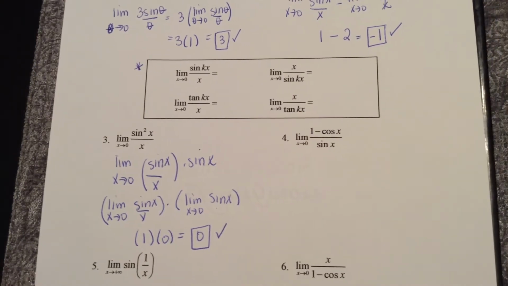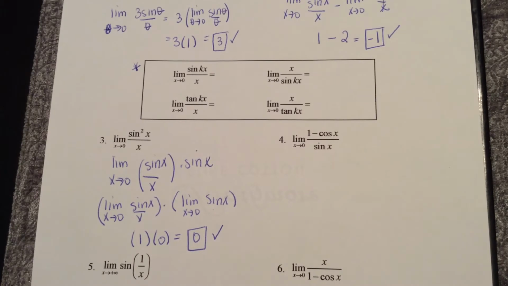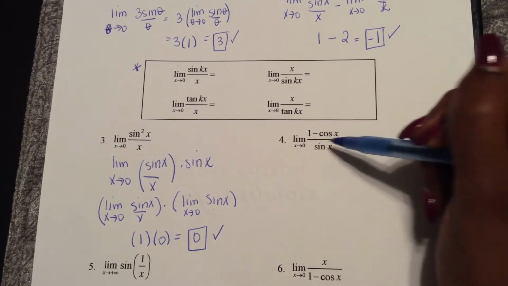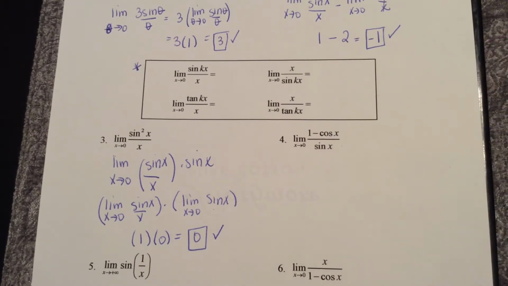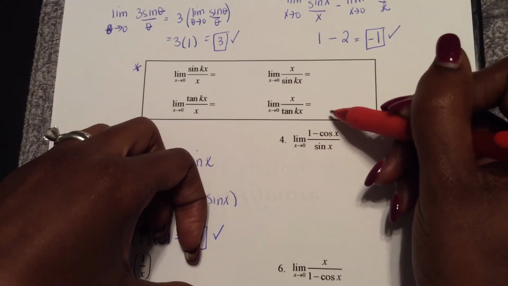In number 4, I could break this up into two limits, but it would then give me infinity minus infinity, which is an indeterminate form. So when I get an indeterminate form, or if I just plugged in 0, I would get 0 over 0, which is an indeterminate form. So when that happens, you should be thinking manipulating. How do I manipulate something that looks like this?